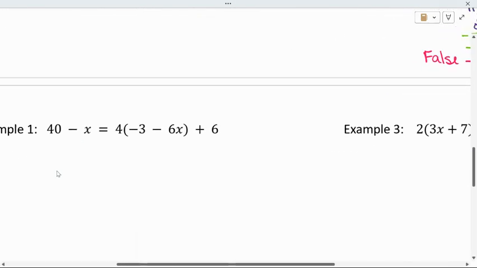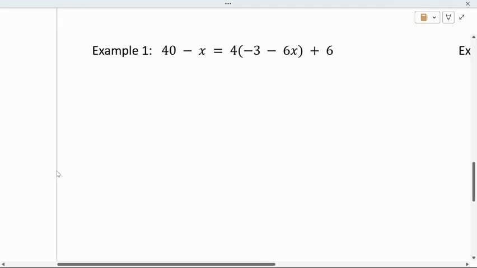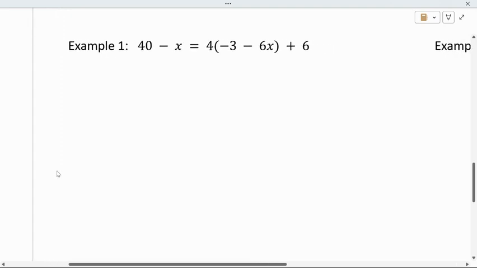Okay, so let's do example number 1. Our first step says, hey, you got to get rid of your parentheses. And we said we do that by using the distributive property. So 40 minus x equals, let's see, 4 times negative 3 is negative 12. And 4 times negative 6 is negative 24x. And then I'm going to add a 6 there.